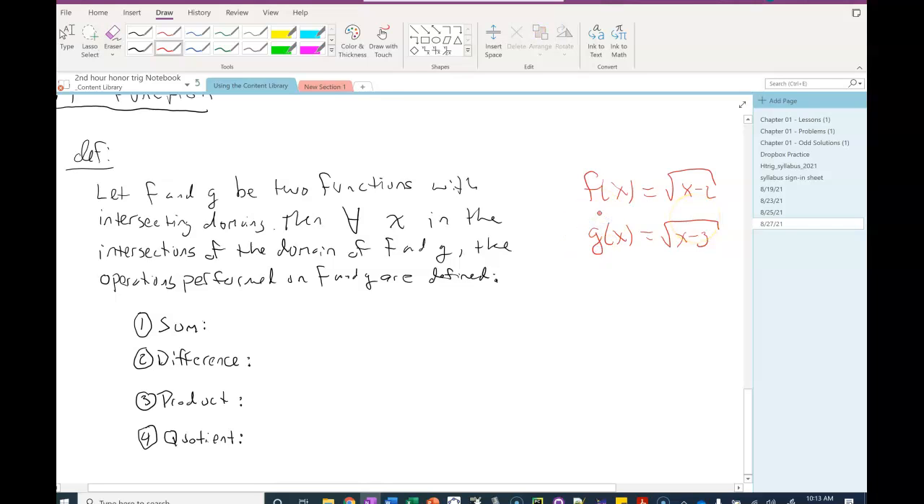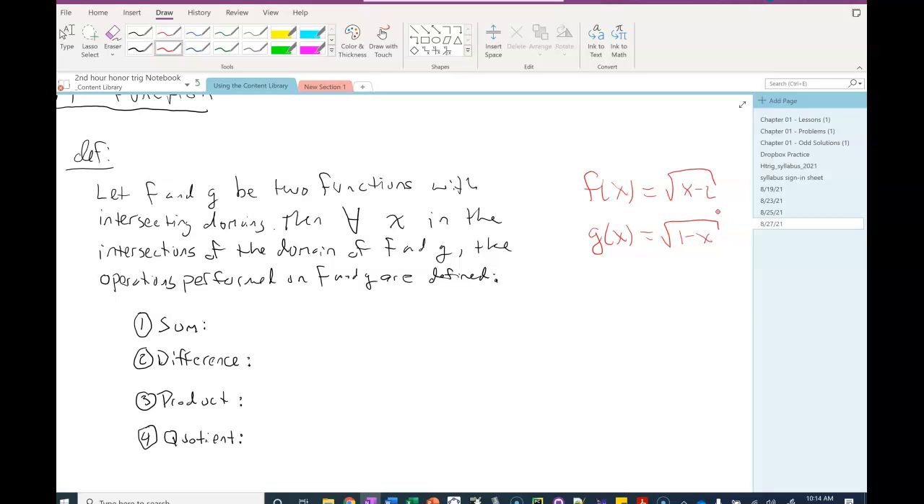these two functions together, right? F would be defined for all the x's that are greater than or equal to 2. And G would be defined for all the x's that are less than or equal to 1. So there's no x's that are defined for both of them, right? So you couldn't combine these in any way.